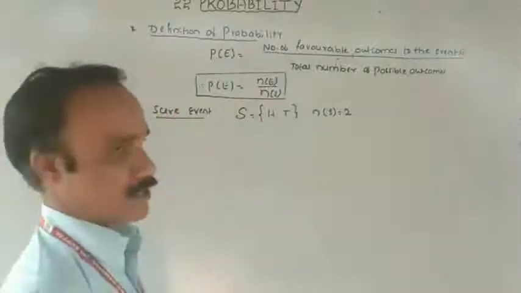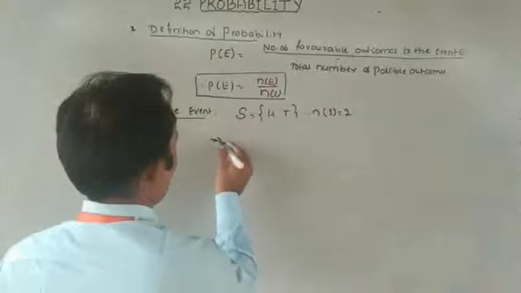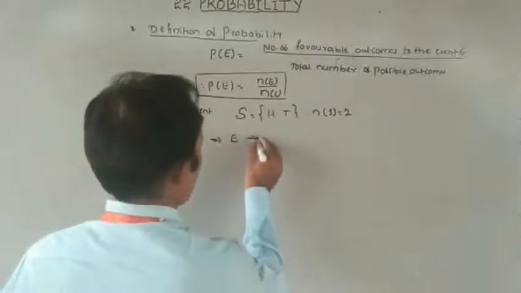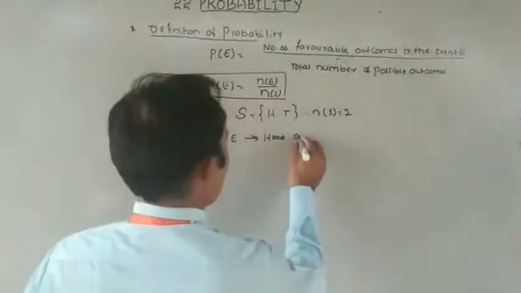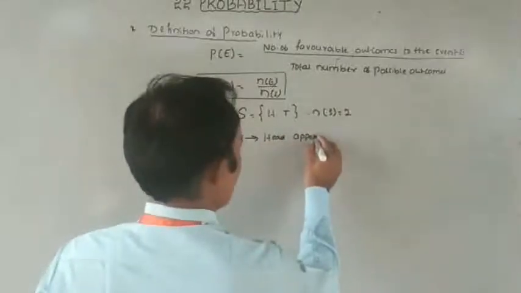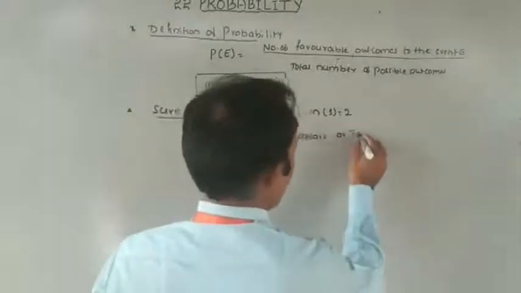Now sure event. Sure event. Consider event E, the condition is head appears or tail appears.